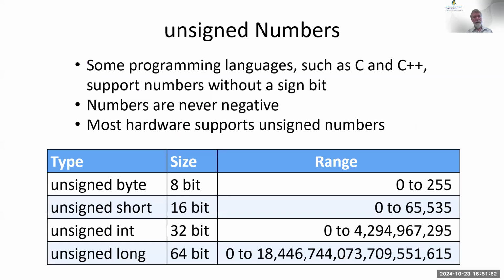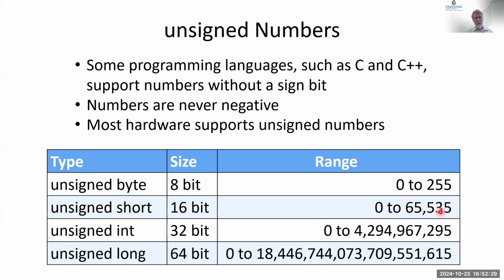Now, in some languages, such as C and C++, not Java, they allow unsigned numbers. Unsigned numbers do not use the leftmost bit as a sign bit. They use all the bits as a binary number. Your hardware, your Intel processors, your AMD processors, ARM processors, all support the concept of unsigned numbers. So an unsigned byte or unsigned char is 8 bits long, and instead of going from -128, it just goes from 0 to 255.